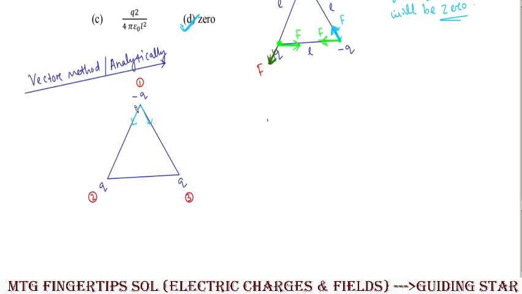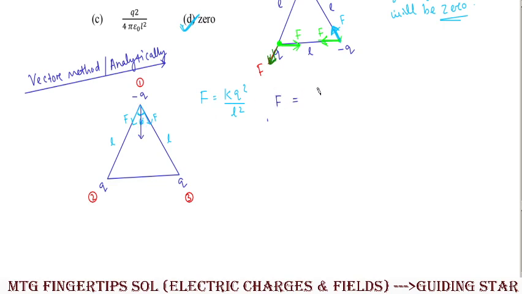Clear? And in दोनों forces के बीच में angle कितना है? 60 degree. So if it is 60 degree, then and these forces are F and F is, and the value of F is how much? K Q square divided by L square, because the sides are L. Clear? So what will the resultant of these two? So resultant of these two will be what? So resultant will be this one. Clear? So what is the resultant value?